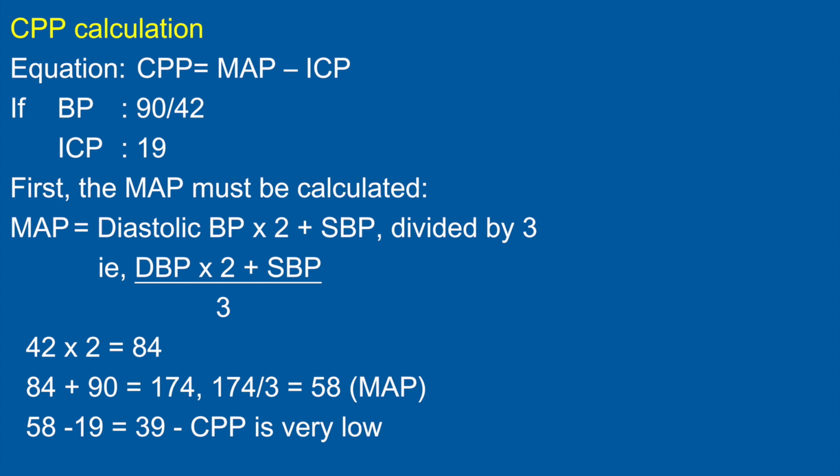Diastolic blood pressure is 42. 42 multiplied by 2 is equal to 84. 84 plus 90, that is the systolic blood pressure, is equal to 174. 174 divided by 3 is equal to 58. So 58 is the mean arterial pressure. 58 minus 19 is equal to CPP, that is 39, which is very low. Normal CPP is 60 to 100 mmHg.